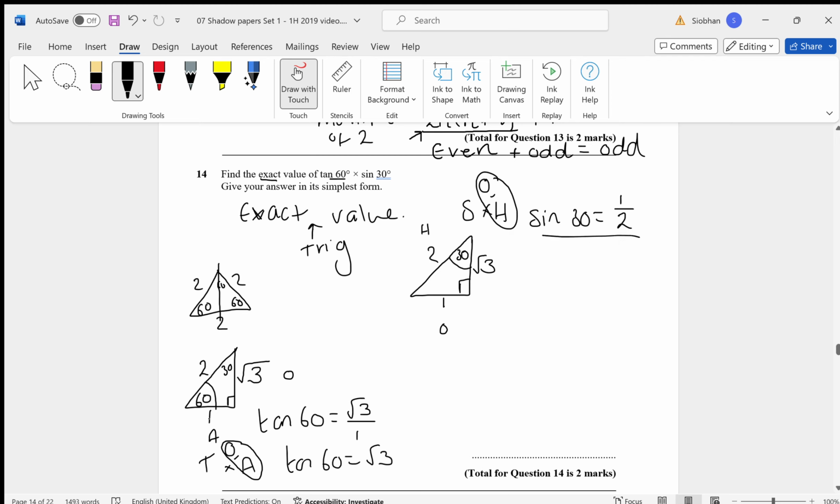Now you do not have to show these in the exam. You just need to know them off by heart, which is ridiculous to be honest, but that's what they've asked you to do. So tan 60 times by sine 30. So let's just substitute in what we've just found. So tan 60 is root 3, and you're timesing that by 1/2. So leave it in fraction form. So root 3 times 1/2 will be root 3 over 2.